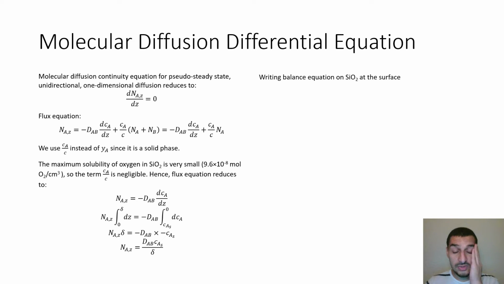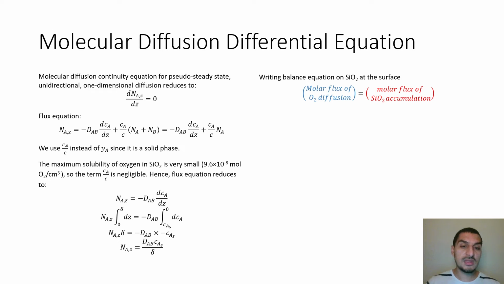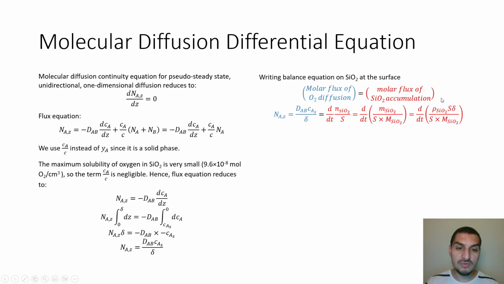And so this is the first part. The second is to do balance equations on the interface. When we do the balance equation on the interface, we would find that the molar flux of oxygen diffusion, which is what's going to the interface, equals the molar flux of silicon oxide accumulation, or the silicon oxide formation. So this is the balance equation. We have already calculated this from this equation. We have the flux, which is D C divided by delta, and now we need to get a form of this equation. So it's exactly the same as before.